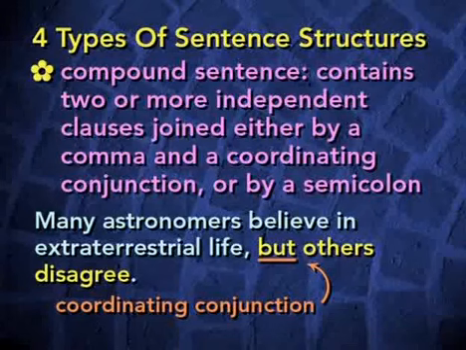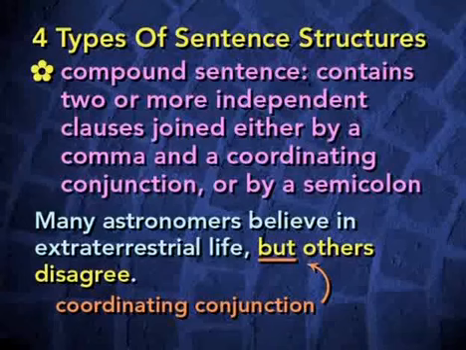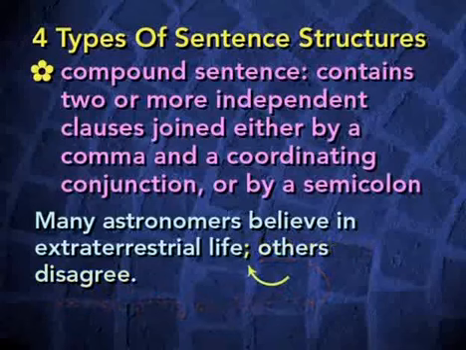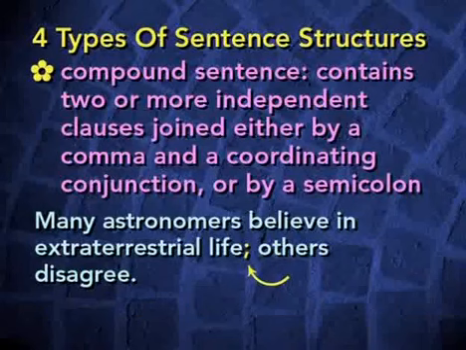Now remember, we said there's another way of creating a compound sentence, and that is to use a semicolon in place of the comma and the coordinating conjunction. So this sentence would also be correct if it read as follows: Many astronomers believe in extraterrestrial life; others disagree. This would also be a correct way of creating this compound sentence. The point: a compound sentence consists of two independent clauses, and there are two alternative ways of joining them to make a single sentence. So that's our second type of sentence, the compound sentence.